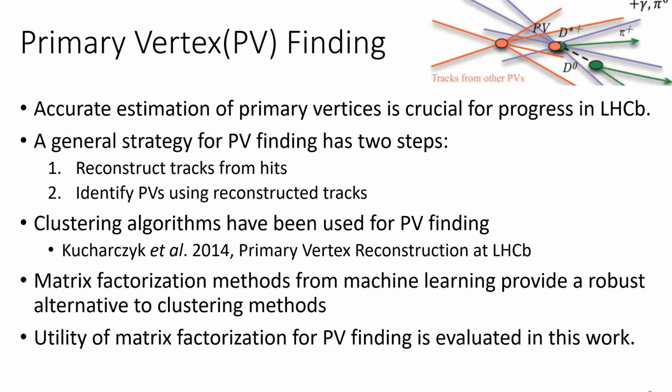So in experiments done at the LHCb, all experiments produce data in the form of three-dimensional hits. For scientists to be able to do further analysis of this experimental data, you first need to reconstruct tracks from these hits data, and then you need to figure out at what points of origin all these tracks come from. And these points of origin are called primary vertices, or PVs in short.